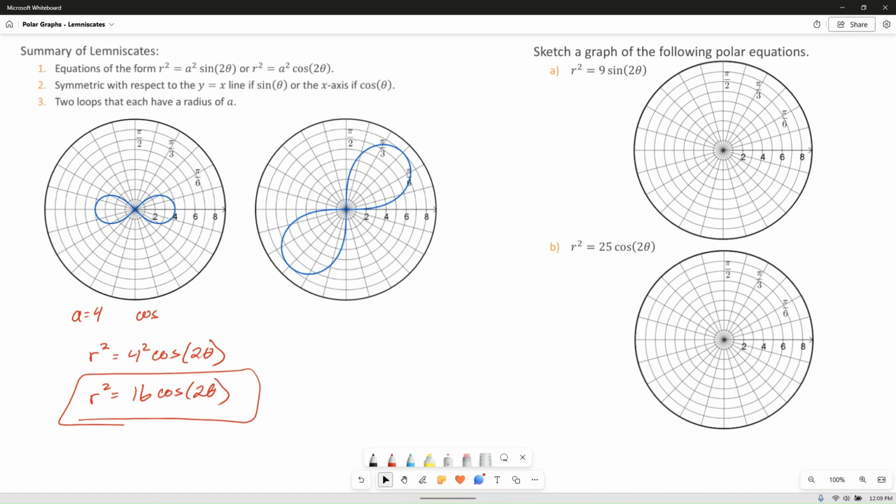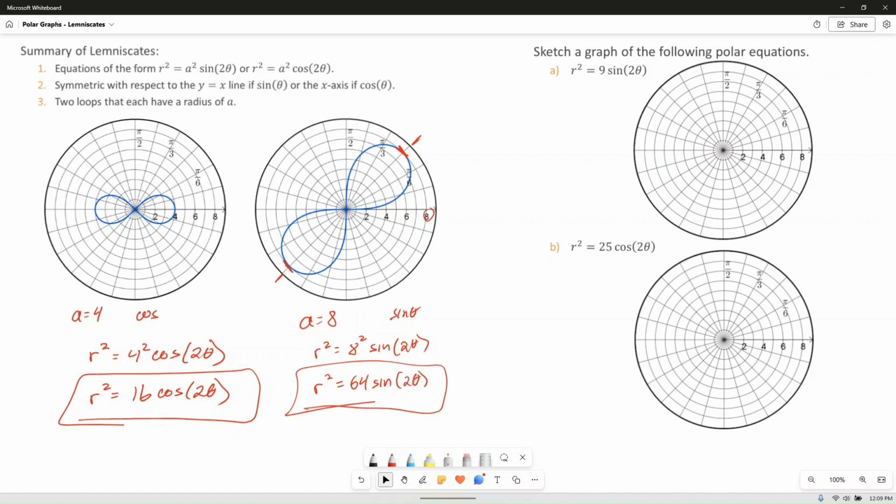This time we have two loops again, but this time they are oriented along the y equals x line, that 45-degree angle mark, which means we're going to have sine, and then the radius of each of these petals extends outwards to the circle of radius 8. So that means the a value is going to be 8. So we're going to have r squared is equal to 8 squared sine of 2 theta, or we could rewrite that as r squared is equal to 64 sine of 2 theta.